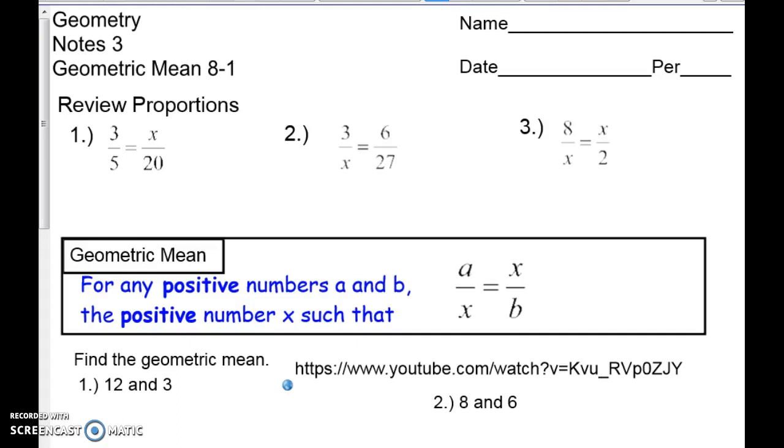First off, we're going to do a review because we talked about proportions before. That's how you set up geometric means. It's just a proportion. So remember, if I'm going to work this first one, I would cross multiply. What's 3 times 20? And then 5 times x would be 5x. Divide by 5. So what is 60 divided by 5? 12.